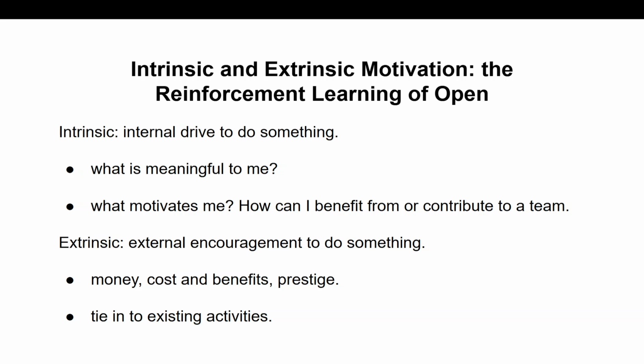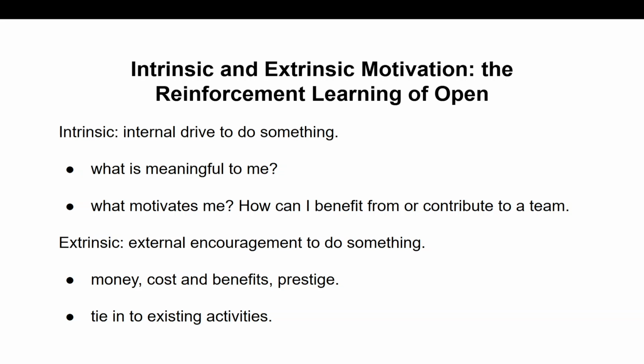By contrast, extrinsic motivation is the external encouragement to do something. This could be money, paying people. This could be costs and benefits. So if there's a cost to opening my data set, I won't do it. If there's a benefit to opening my data set, I will do it. And that leads to an inequality within the scientific community. And then, of course, prestige: if something is prestigious, I'll do it, but if something isn't prestigious, I may not do it. So it interacts with intrinsic motivation, but it also is this external force that is encouraging people. It's like a reinforcement mechanism.